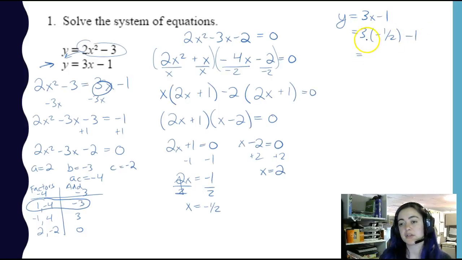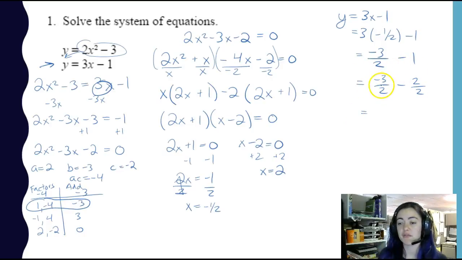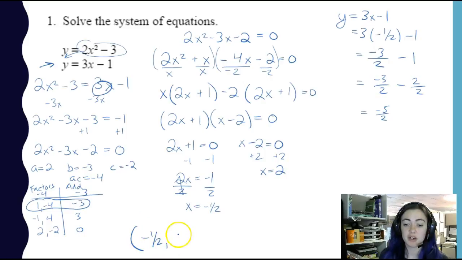So 3 times negative 1 half is negative 3 halves minus 1. We can also think of minus 1 if we think of a common denominator as negative 2 over 2, because 2 over 2 is 1, but that gives us that same denominator of 2. So then we have negative 3 minus 2, negative 5, so negative 5 halves. So one of our values is when x is negative 1 half, y is negative 5 halves. Our other value is going to come when you substitute in 2 for x.